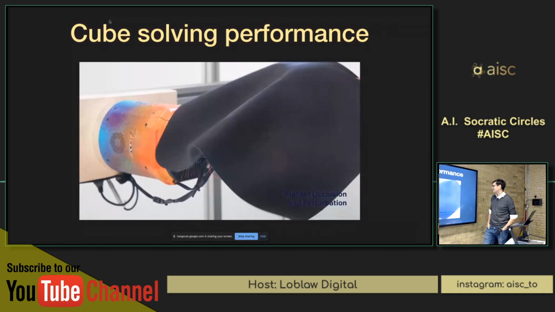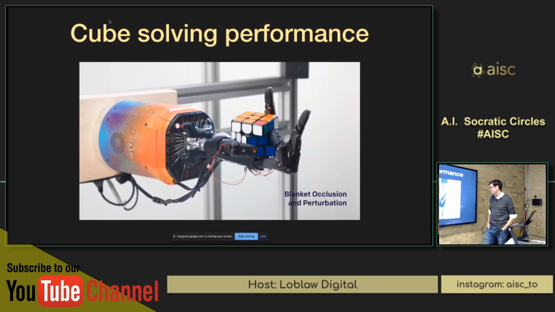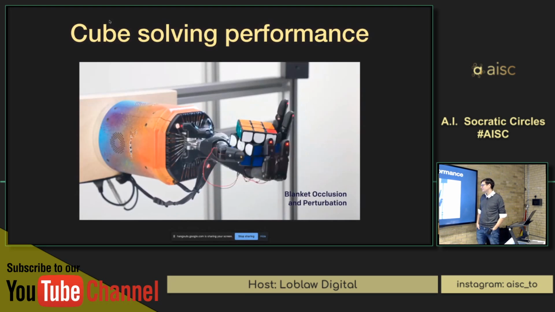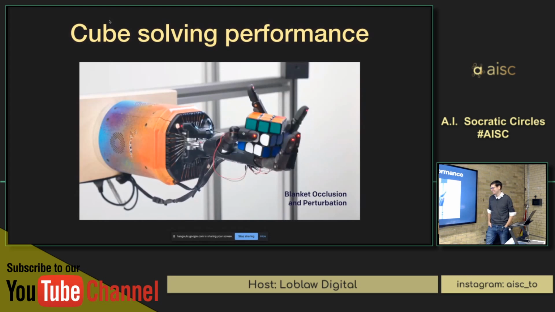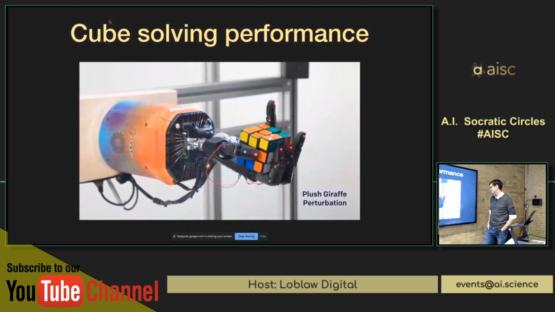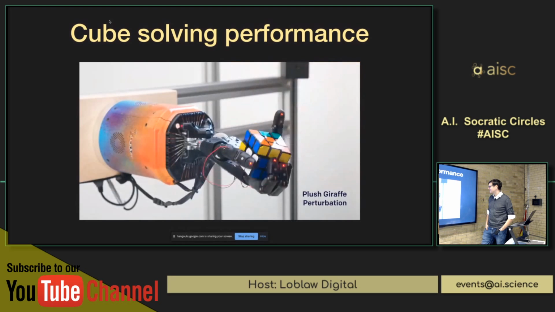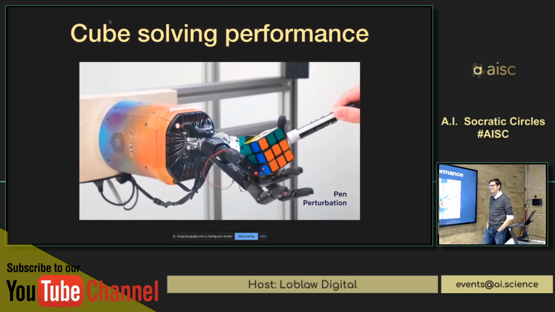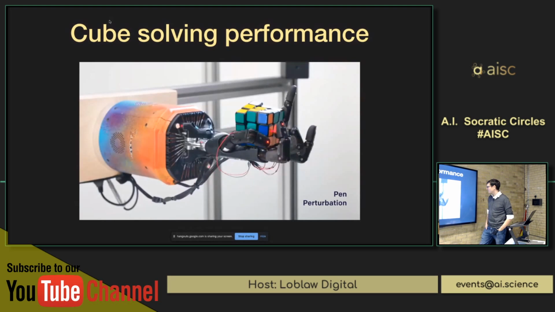And they put a blanket on top to obfuscate the vision. I don't know how long it would work if you obfuscate it permanently, right? At one point it stops. I guess you can obfuscate it for a few seconds. And then they put a plush giraffe to mess with it. It is de-giraffified. It's giraffe-proofed.